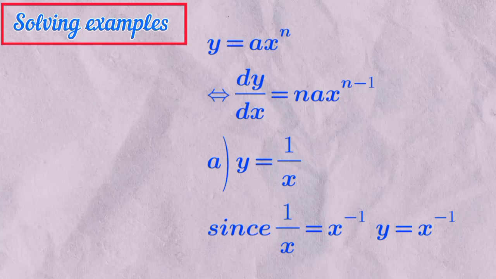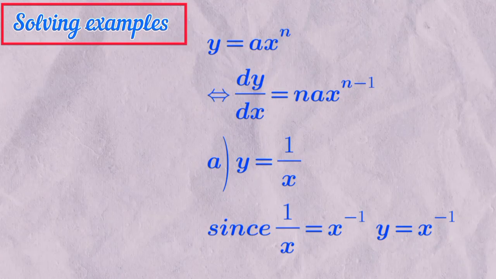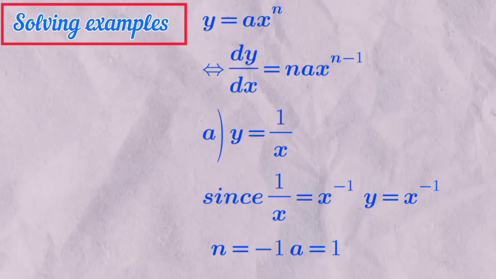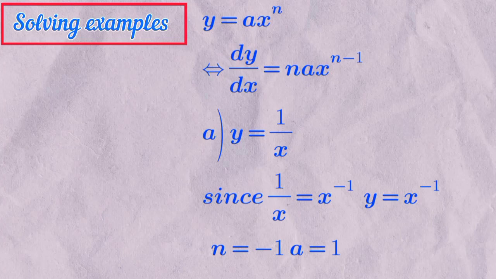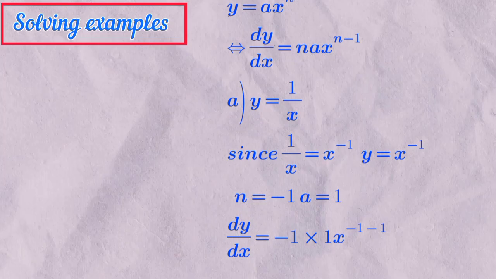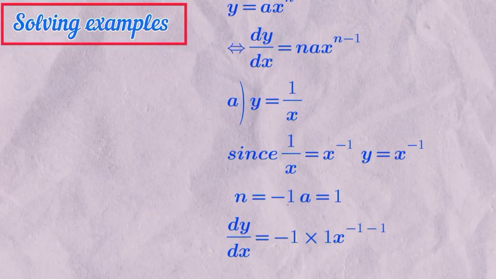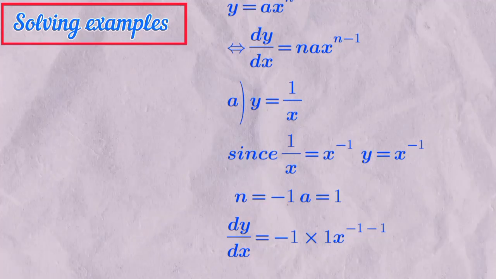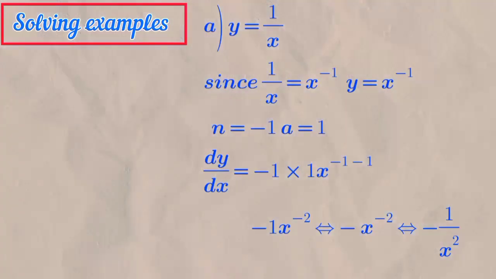So when you look up, you're going to see the formula. Here the value of n is equal to minus 1 and the value of a is simply equal to 1. So when we substitute that, we have dy/dx equals minus 1, which is n, multiplied by 1, which is a, and then we have x raised to the power of minus 1, which is our n, then minus 1. So this is simply going to give us minus 1 x raised to the power of minus 2. Now again, we can convert this back to a fraction, and it is equal to minus 1 all over x raised to the power of 2.